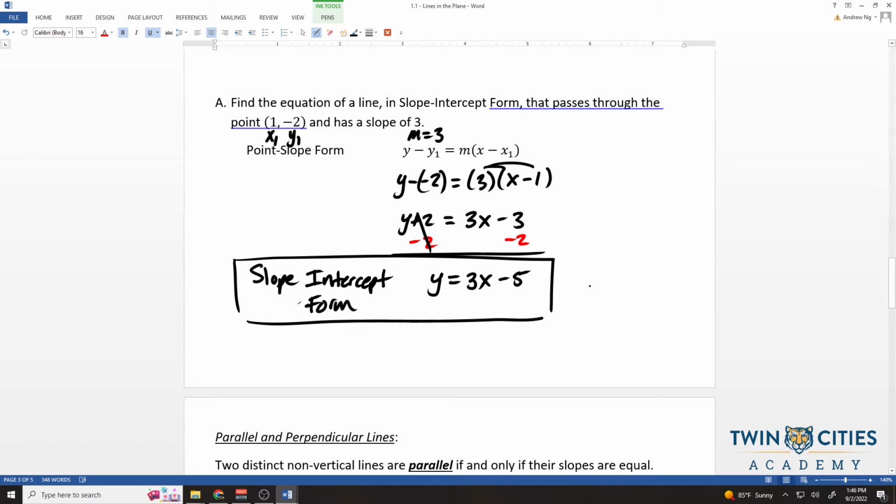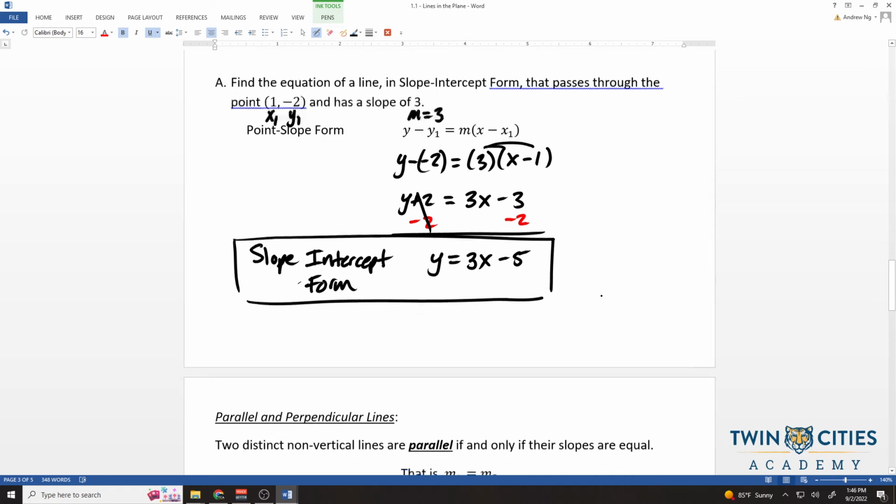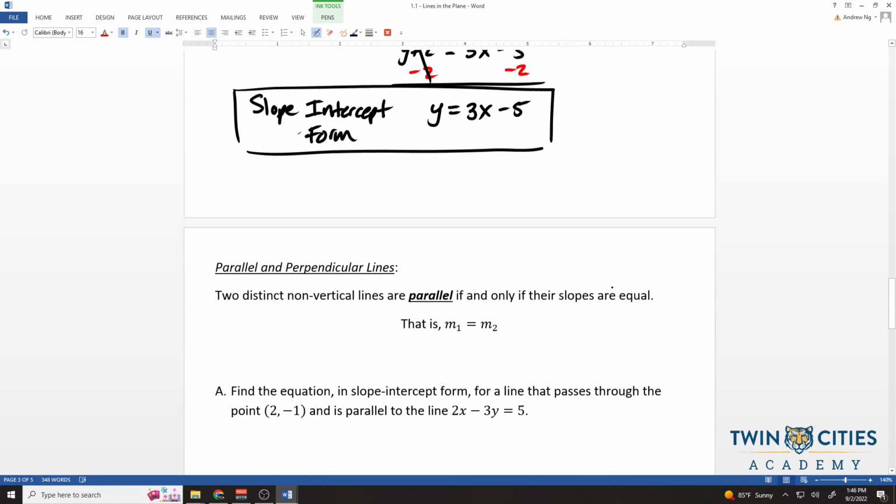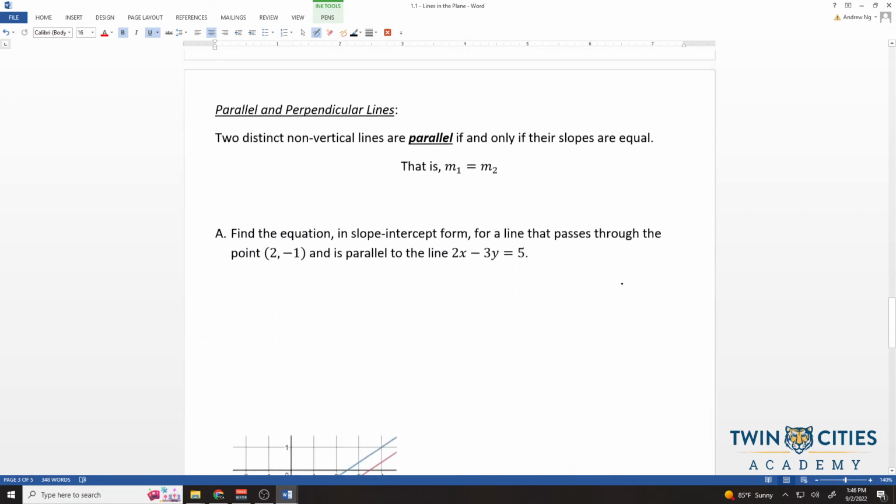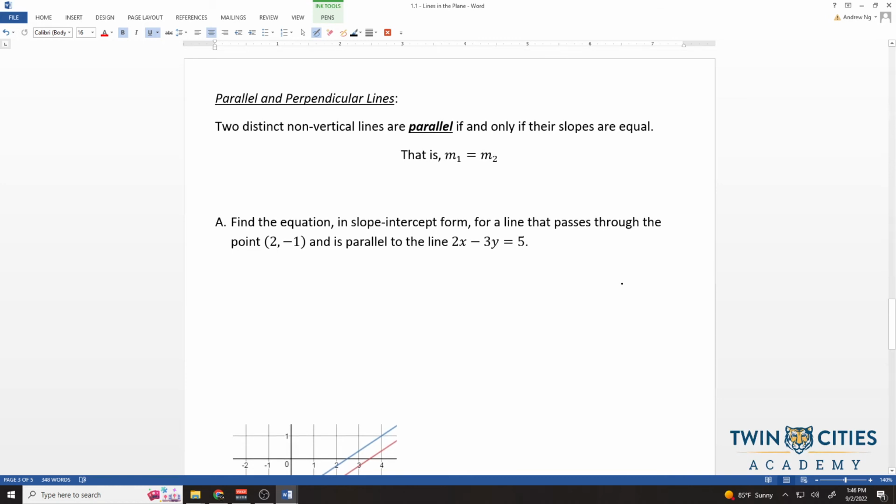All right, lastly, let's talk about parallel and perpendicular lines. You may recall from earlier classes that parallel lines run side by side, right? So they're two distinct non-vertical lines that are parallel if and only if their slopes are exactly equal. So that's the key part: the first slope, m1, has to be exactly the same as the second slope, m2.